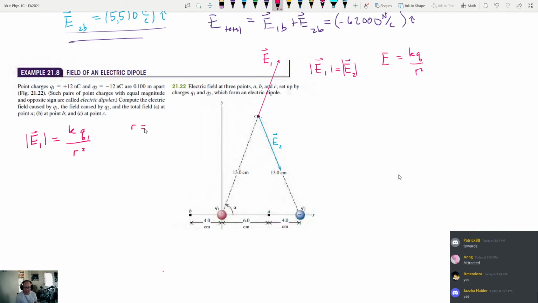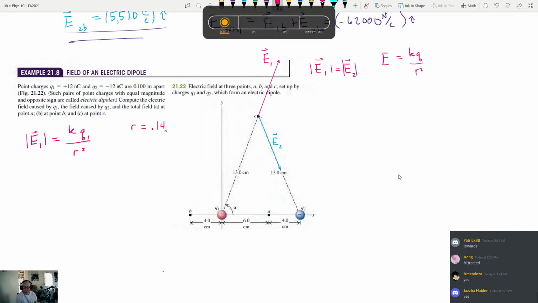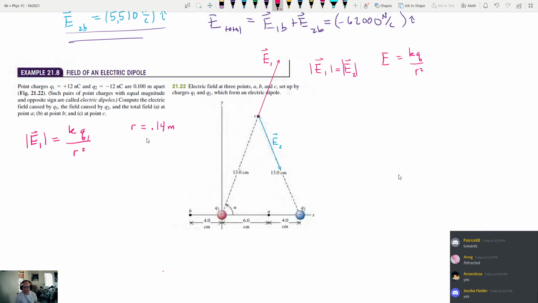Okay, so E1 is equal to K times Q1 divided by R squared. What is R going to be equal to? R is going to be the distance from the positive charge to point C. In this case, that distance is along this line, which is 13 centimeters, or 0.14 meters. Oh my god. 0.14 meters. So, plugging everything in here, the magnitude of E1 is going to be 9 times 10 to the 9, multiplied by Q1, which was 12 nanocoulombs, so 12 times 10 to the negative 9 coulombs.